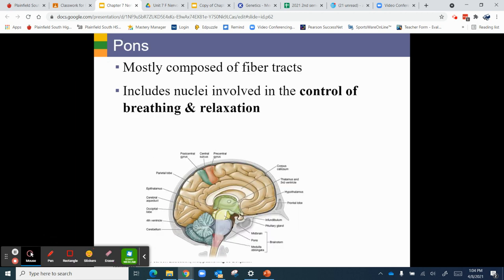Right. The pons, again, is also fiber tracts, but this one is controlling breathing. So the pons is really associated with breathing and relaxation. Again, it's a very basic, primal reflex that we have in the body. So if we were to lose consciousness, in most cases this portion of our brain would take over and we would start to breathe on our own again. It would be a weird kind of breathing.